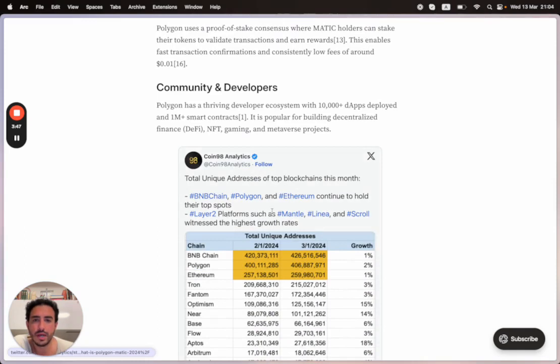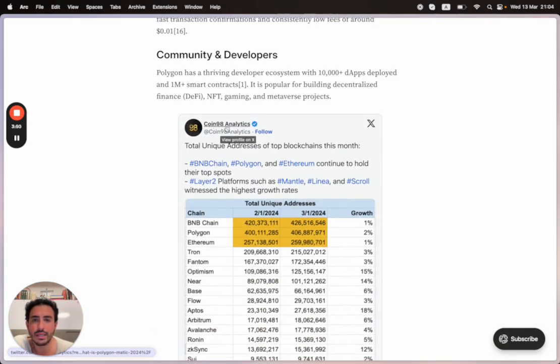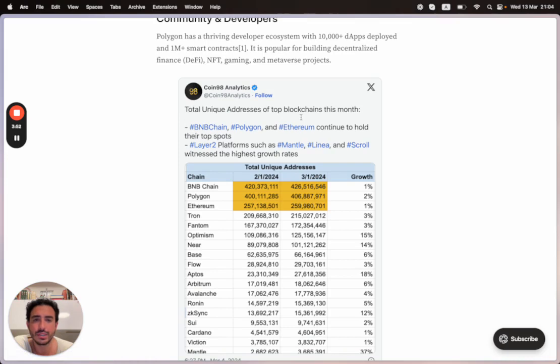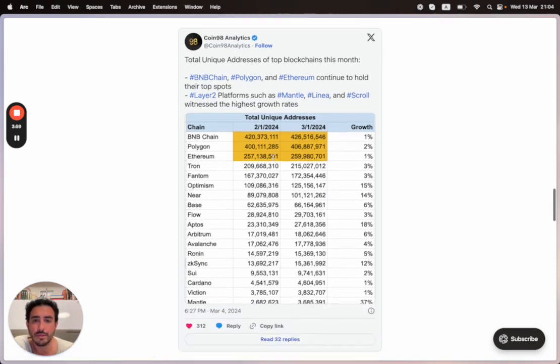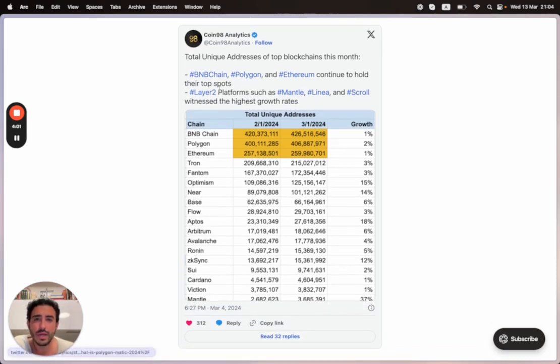So this is the community. I found a really cool tweet from Coin98 Analytics on the total unique addresses of top blockchains this month. BNB, obviously Binance, Polygon, and Ethereum continue to hold the top spots. We had a video on Mantle a couple of weeks ago, and I think you should watch that in my token research playlist. But Polygon is number two with 400 million unique addresses, right?